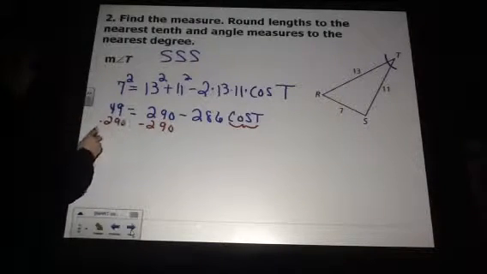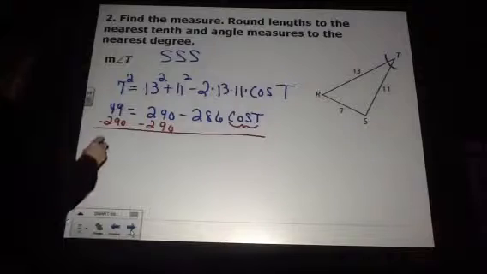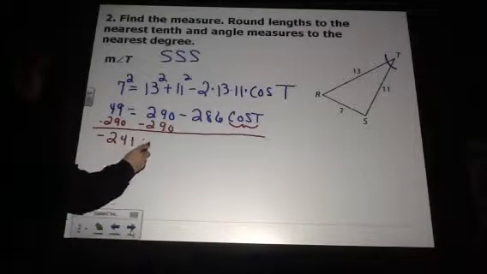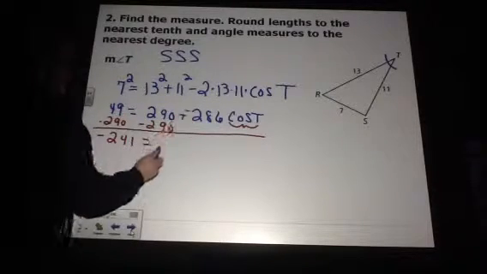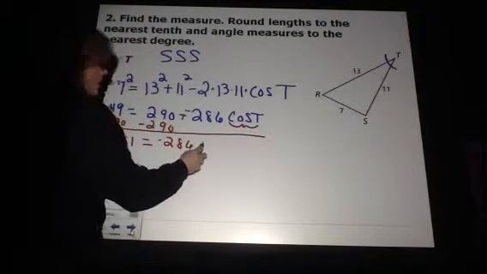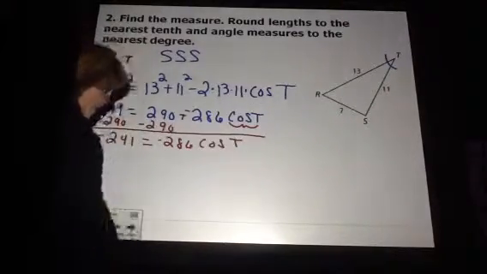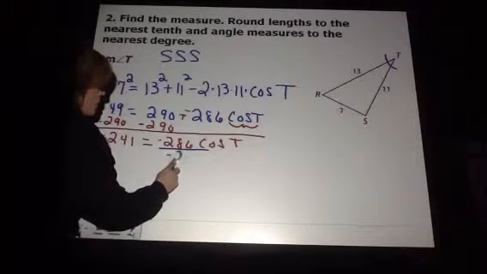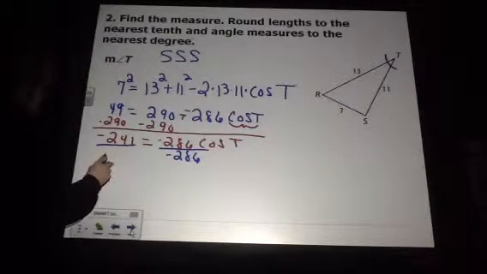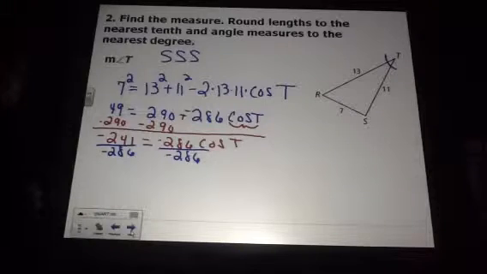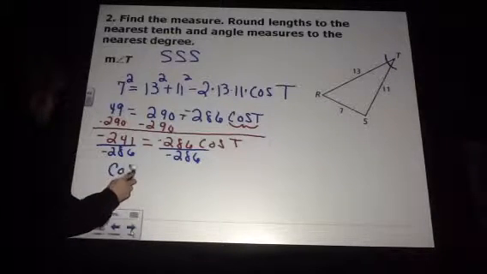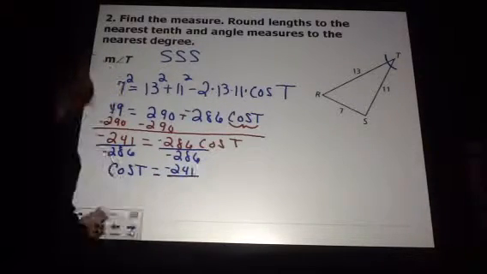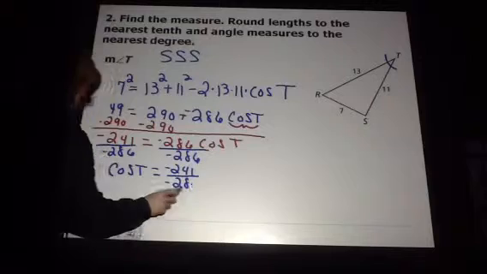The inverse of positive is subtraction. All right, so we're going to have a negative 241 equals, remember, this is a negative 286 times the cosine of T. Still trying to isolate the cosine of T, so now we're going to divide both sides by negative 286. All right, so the cosine of T is going to equal negative 241 divided by negative 286.